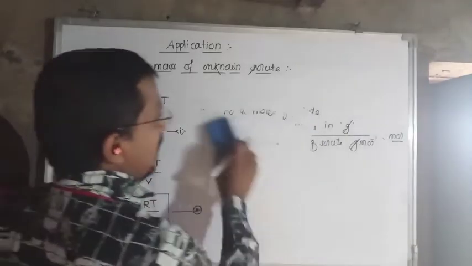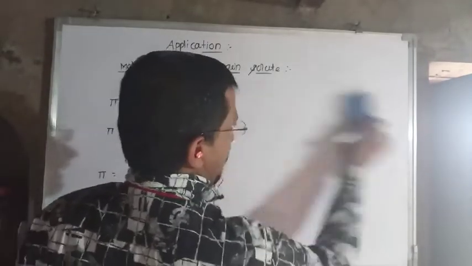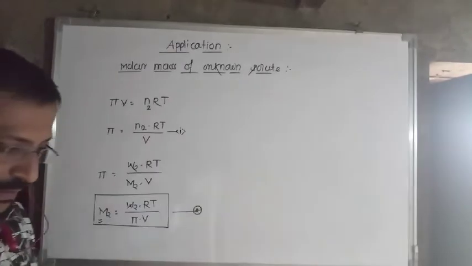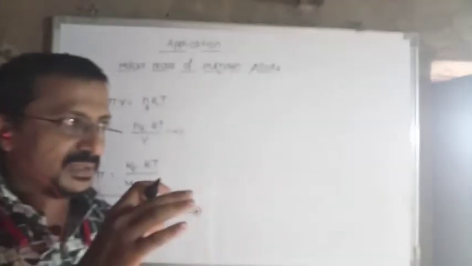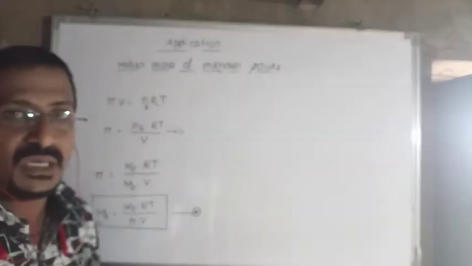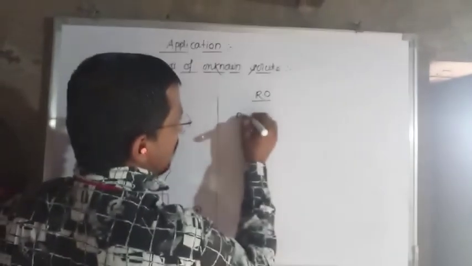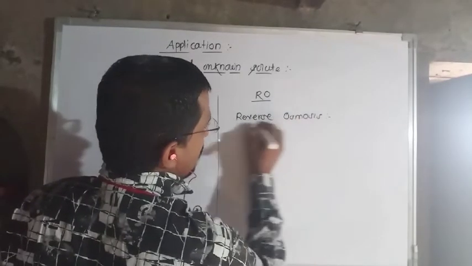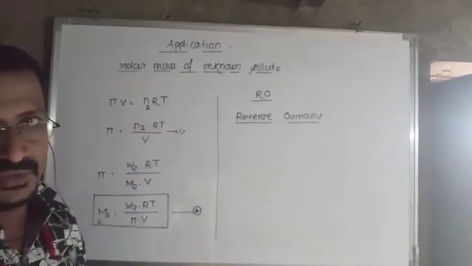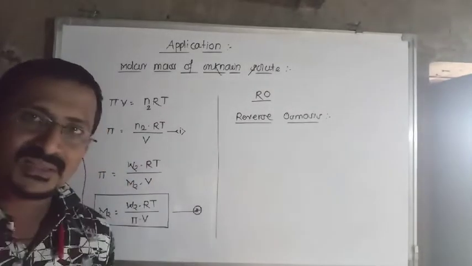Along with this, there is one more application in our day-to-day life. Generally we use purified water for drinking purposes, isn't it? On that apparatus, some symbols are used, like UV, RO, etc. RO stands for reverse osmosis. What is reverse osmosis? First, what is regular osmosis?